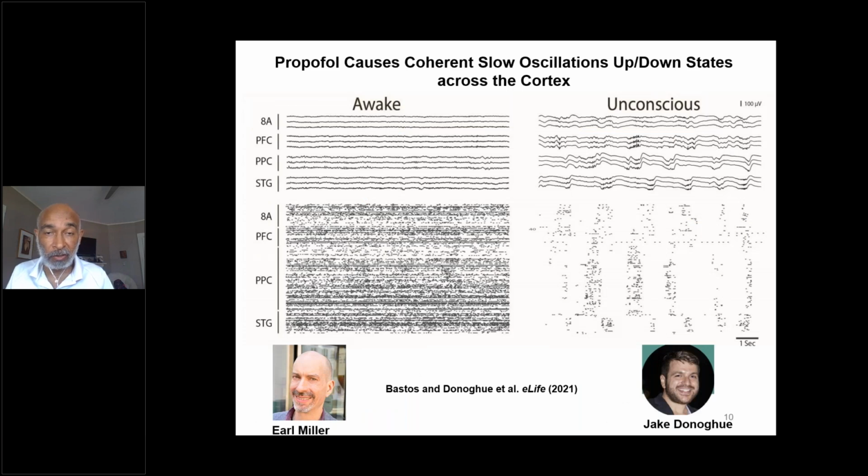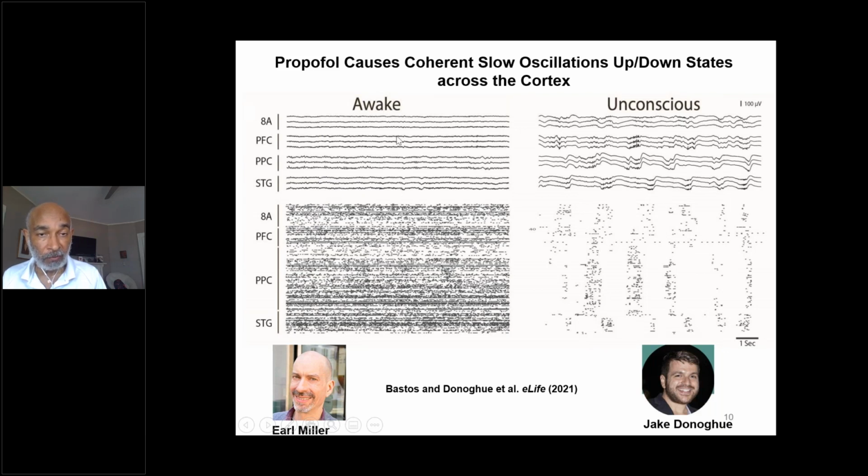It has a whole different character. The best way to look at it is with this new research, which we just published a few months back with Earl Miller, my colleague over at MIT. This is from Jake Donoghue's PhD thesis. He's one of our students. Here you can see 4 brain regions: 2 in the front, 8A and prefrontal cortex, then posterior parietal cortex, and superior temporal gyrus. So these are going from front to back.